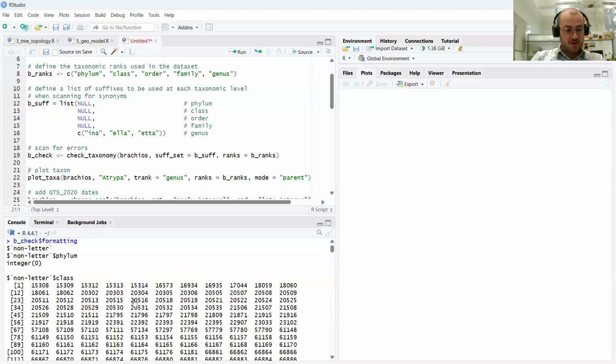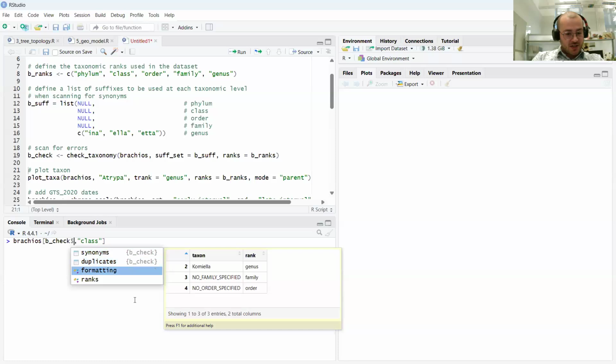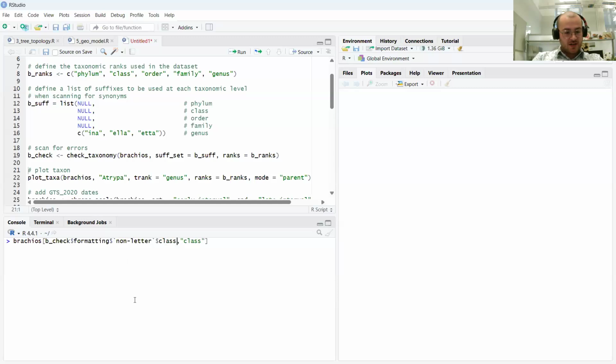So if I just index one of these very quickly to show you what's going on. So if we do brachios, let's have a look at what's going on in the class. So that's the column we want to look at. And so we now need to get the rows of the data set which are potentially problematic. So we can just use the index which functions return to us. We check by, what was it? Formatting. Let's have a look at non-letter ones and class.